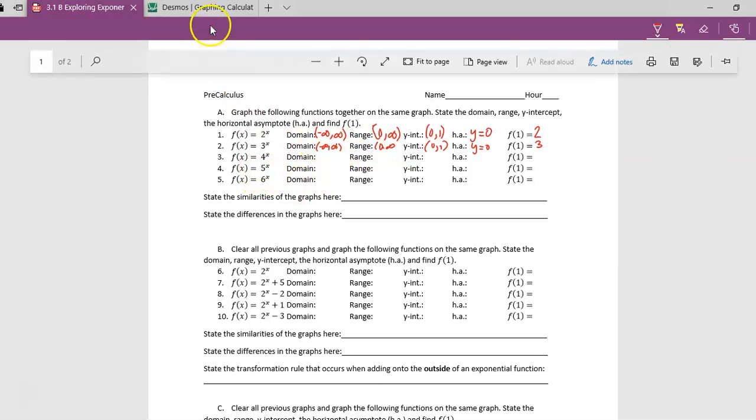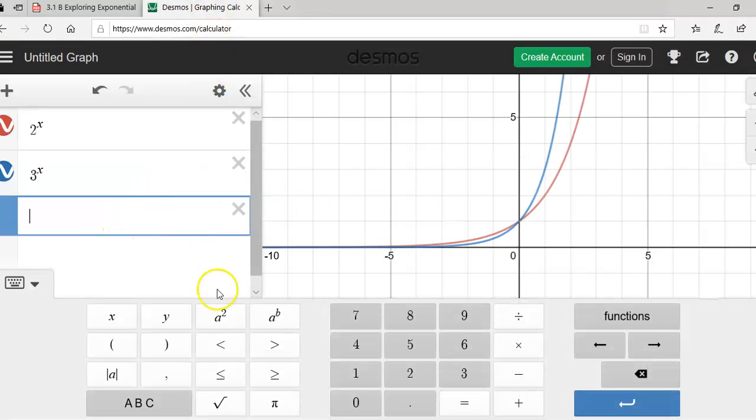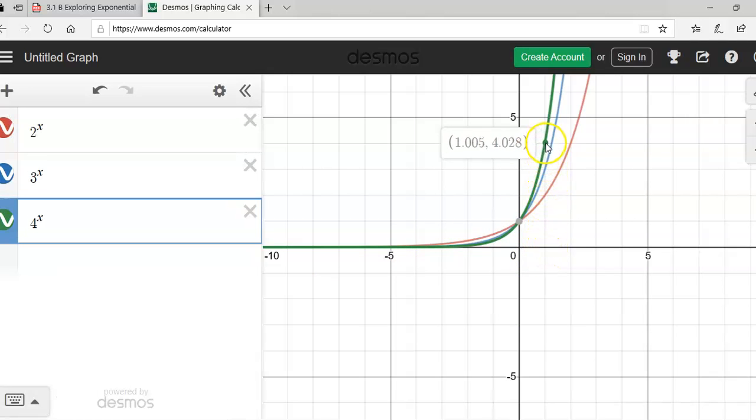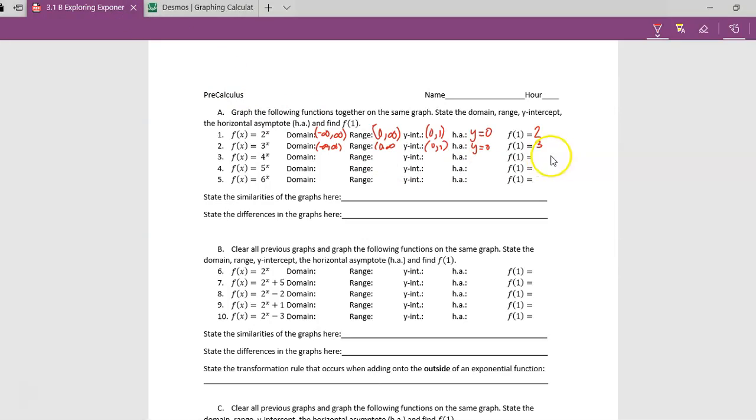So let's try 4 to the x. So 4 raised to the power of x is the green one. It's just a little more steep again, but same thing. And then notice the f of 1 lines up with 4. We can get right on that point. There we go. So I'm noticing that all of this stuff is the same on all of these, and so I'm just going to do a squiggly line here. These are all the same. These are all the same.